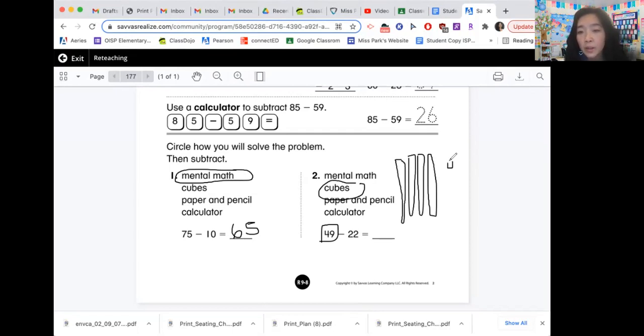So let's draw 9 ones. 1, 2, 3, 4, 5, 6, 7, 8, 9. Okay, now we need to cross out 2 ones first. Let's take away 2 ones. If we take away 2 ones, how many ones do we have left?